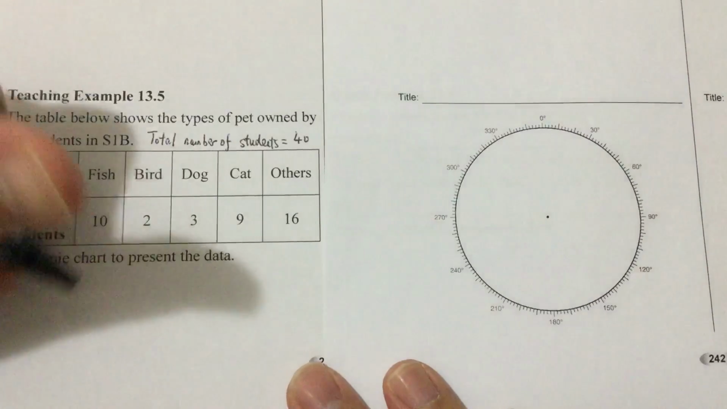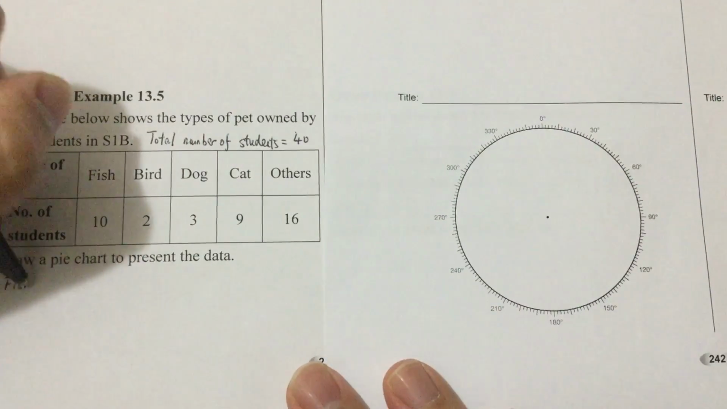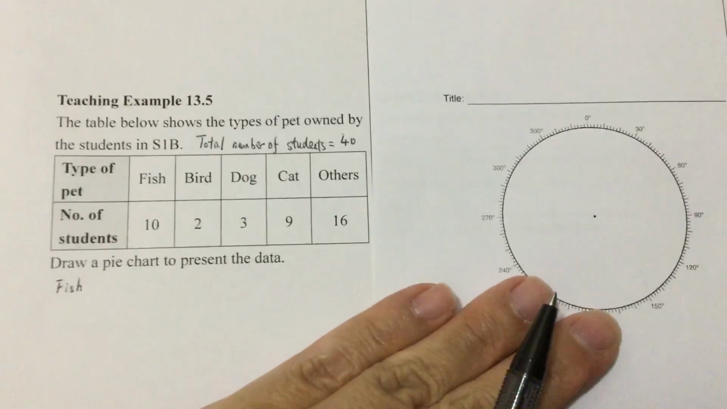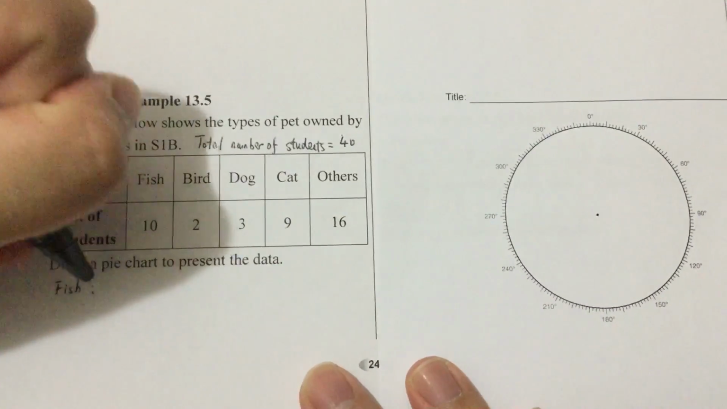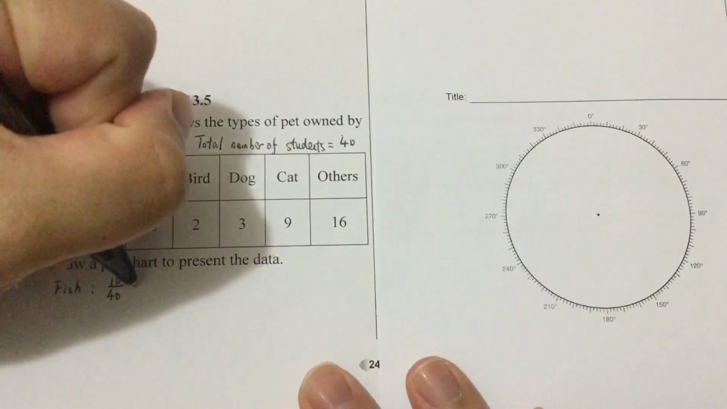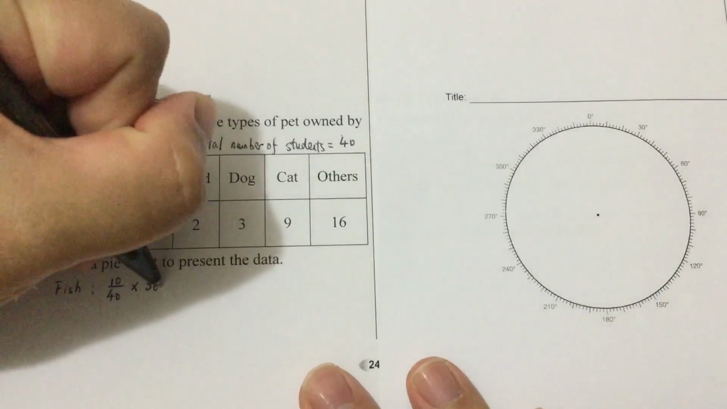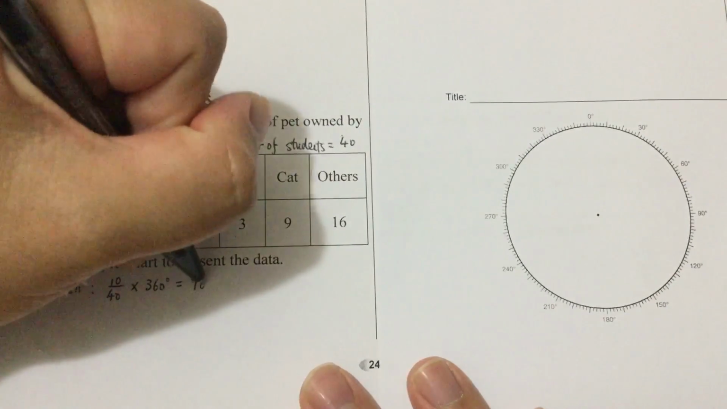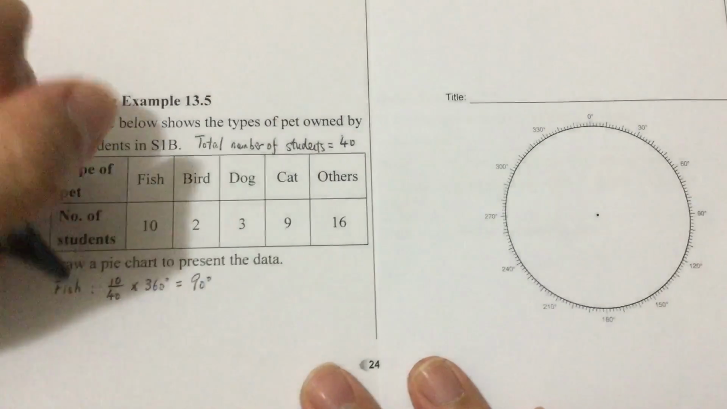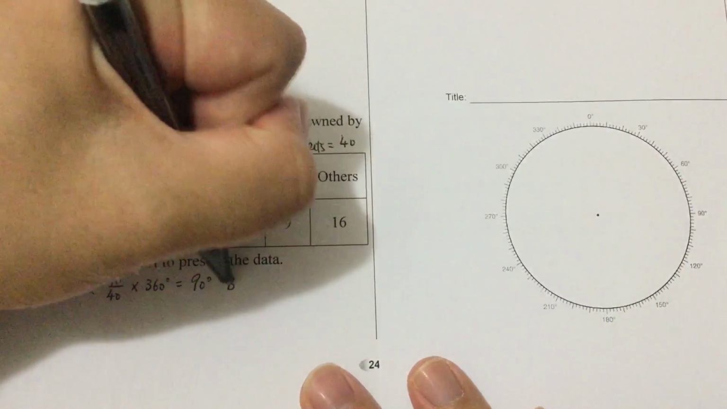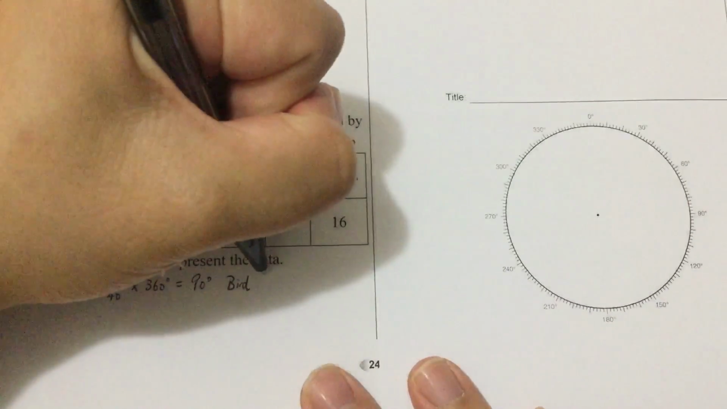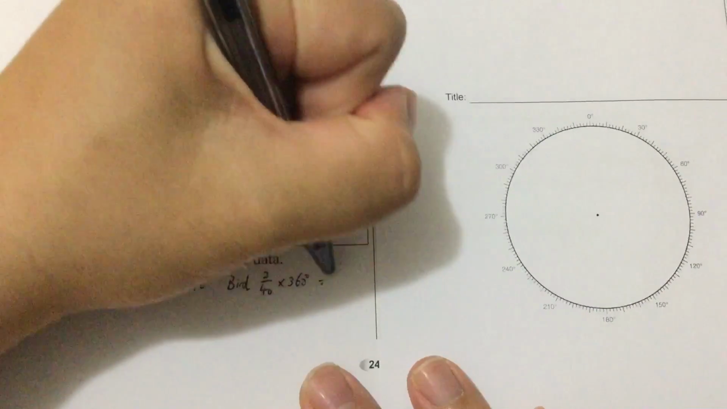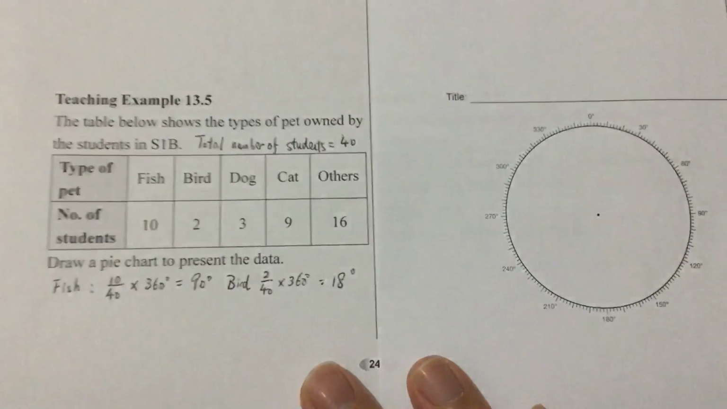So for fish, let me put this here. Fish, you will have 10 over 40. The whole circle is 360 degrees, so we times 360 degrees. So for fish, the angle is 90 degrees. And then for bird, you also have 2 over 40 times 360 degrees. So you find only 18 degrees is used.